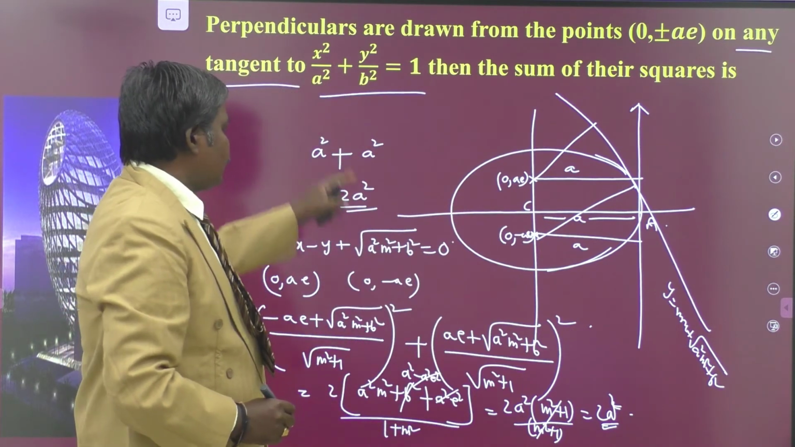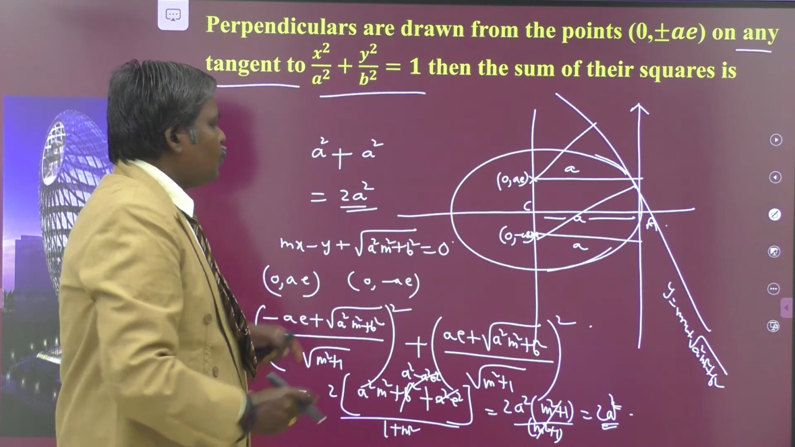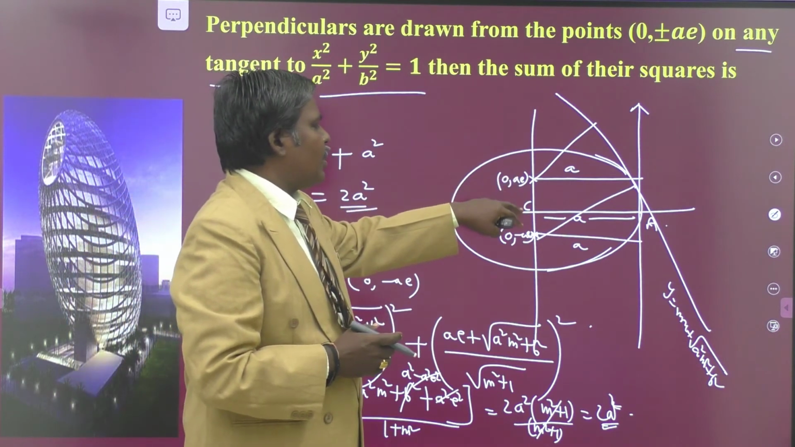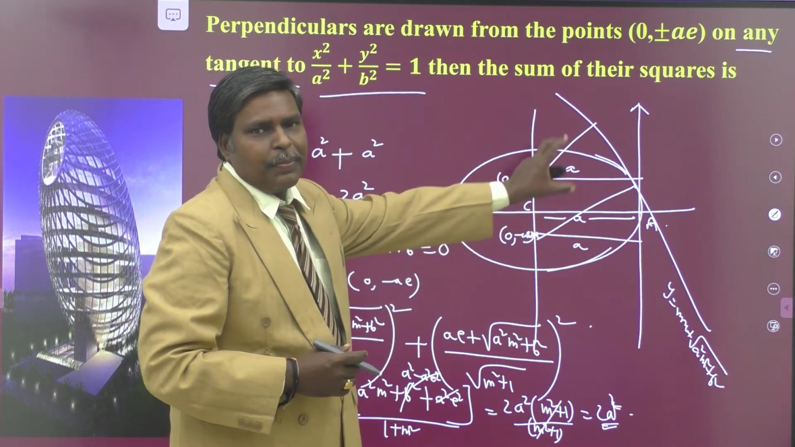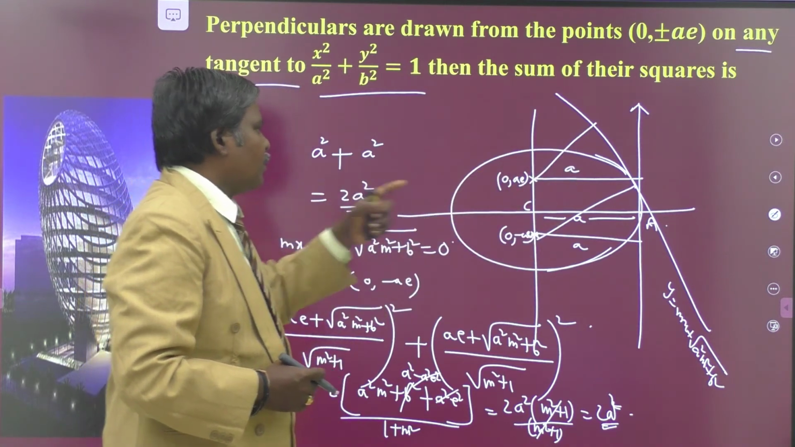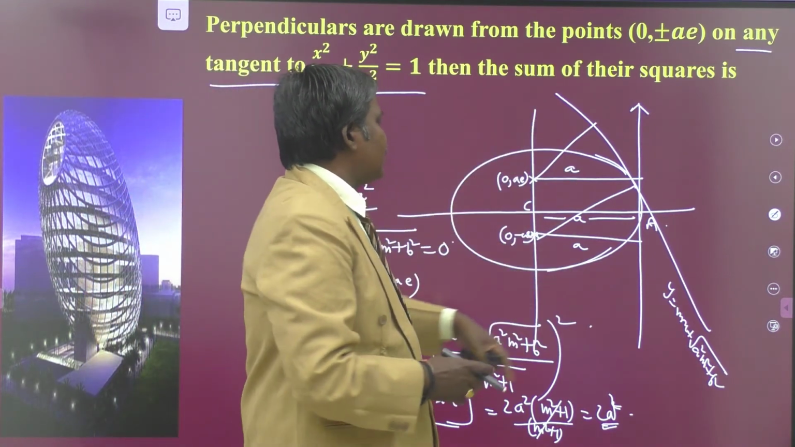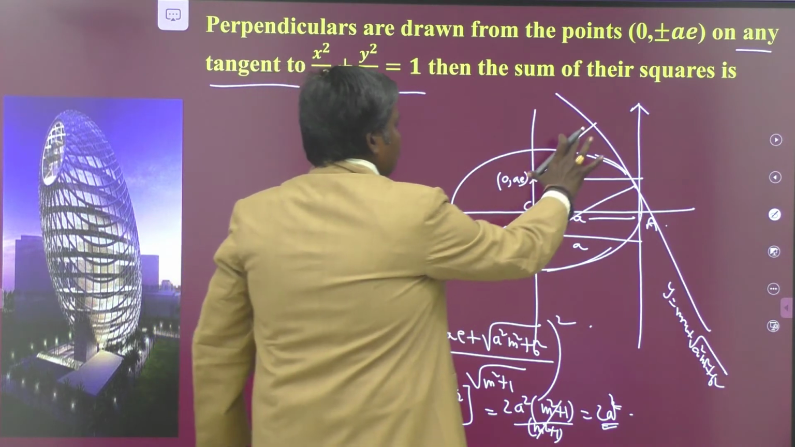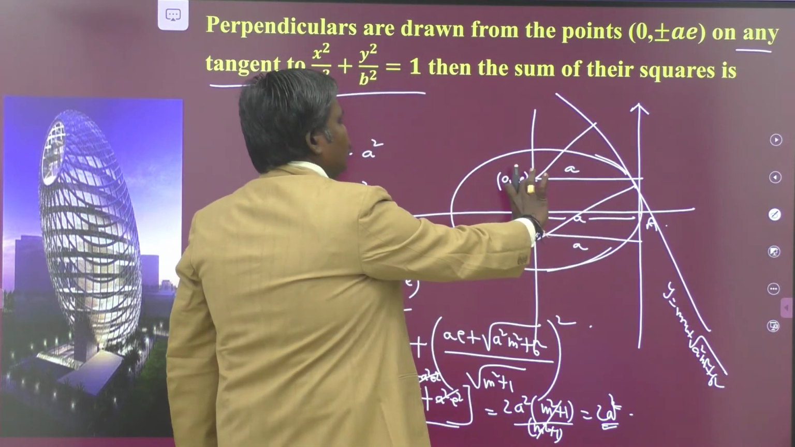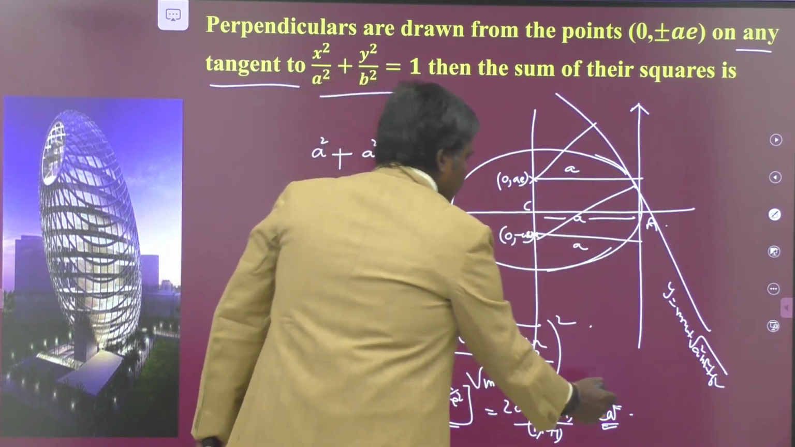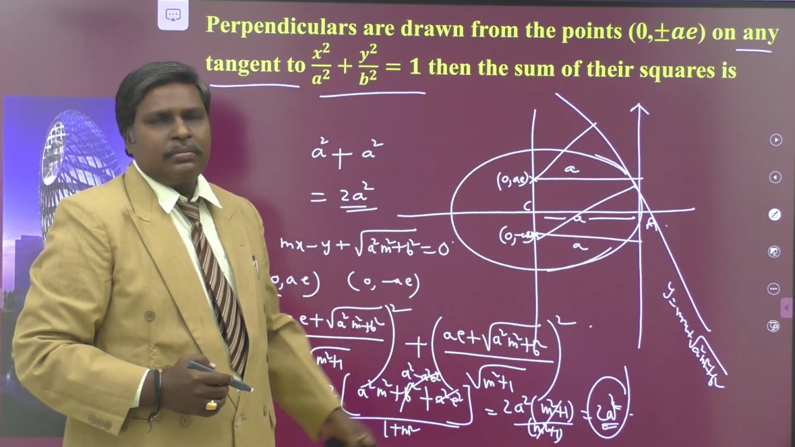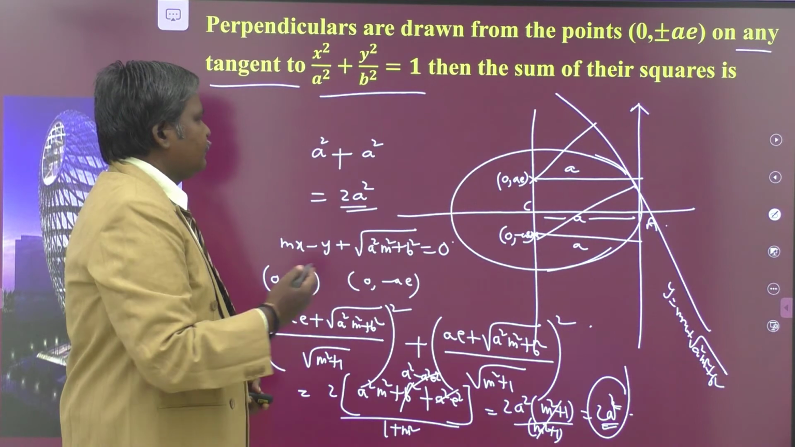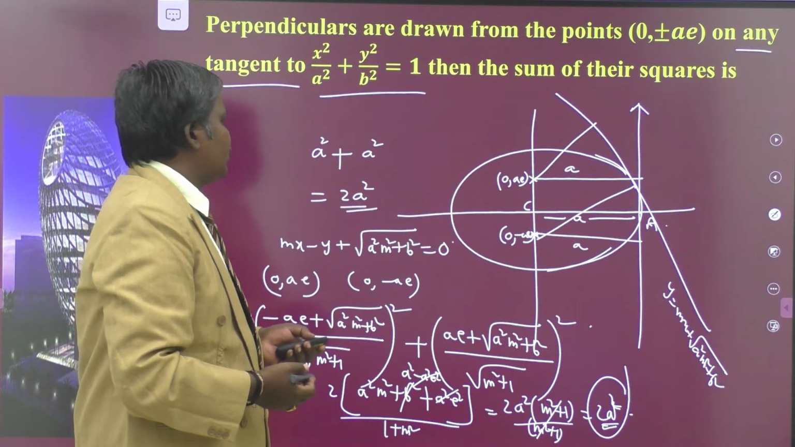Understand? This is your general method. You take 2 points 0, AE and 0, minus AE, and find the perpendicular distances from the points to any general tangent, squaring and adding. The sum of squares of the distances from these 2 points to any general tangent is always constant. That is equal to what? 2a square. It is a very simple concept for you.